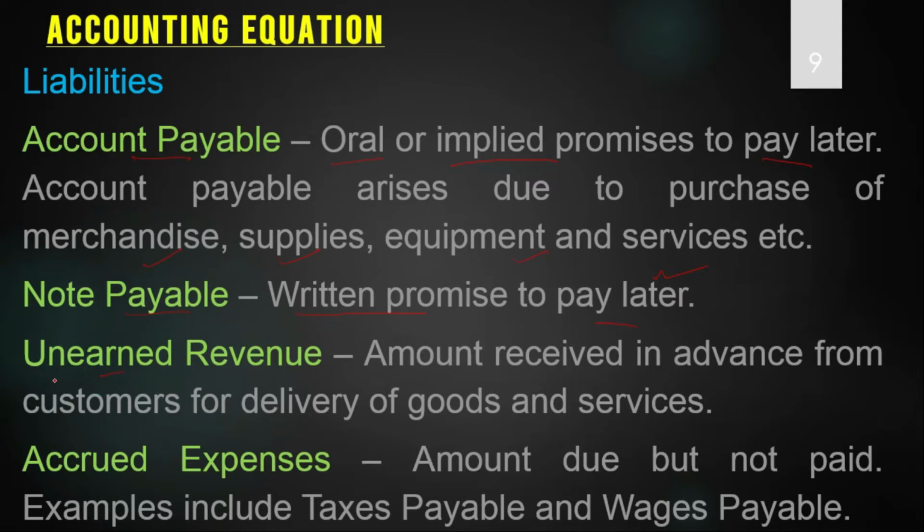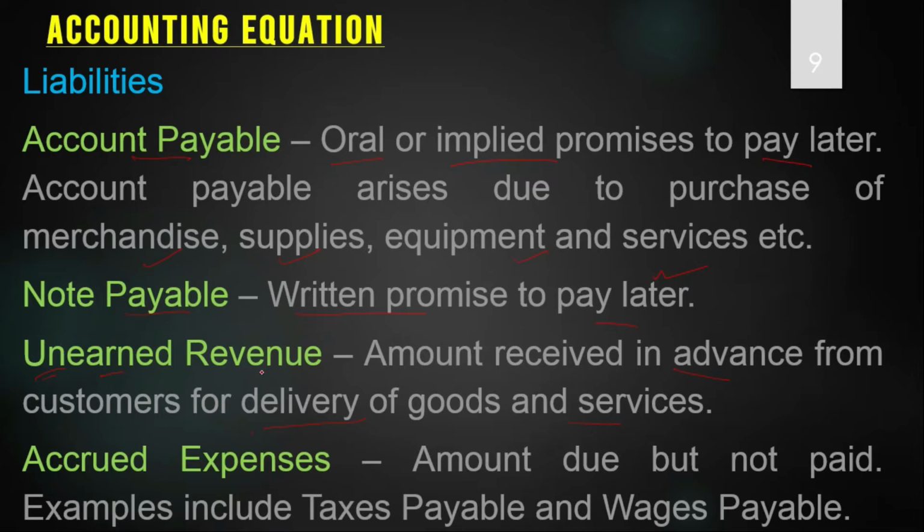Unearned revenue. This is unearned revenue, revenue which is not earned. So what is the revenue that is not earned? Any amount that you received in advance from customers for delivery of goods or services will be unearned revenue. You have received an amount from the customer in advance and you have not delivered the goods. So until you deliver the goods, the amount received in advance will be considered as unearned revenue.